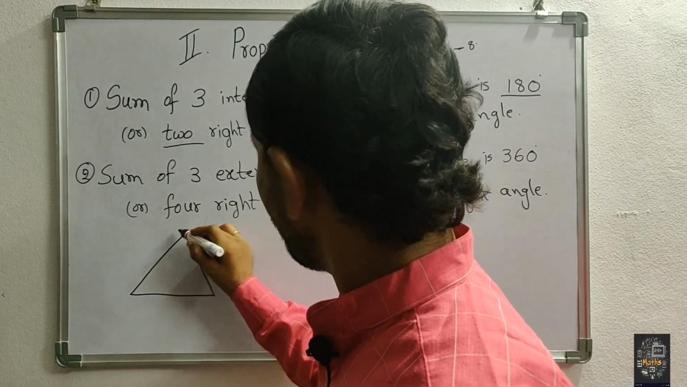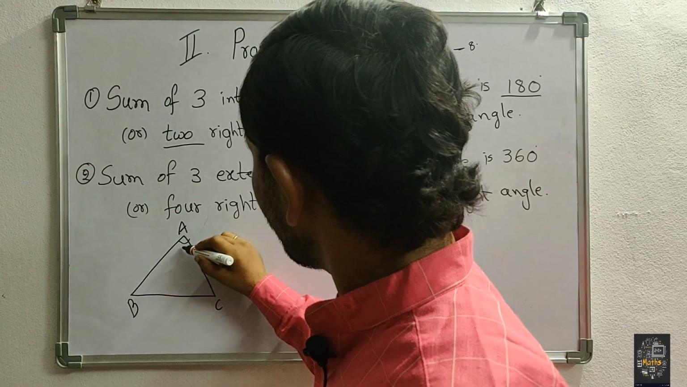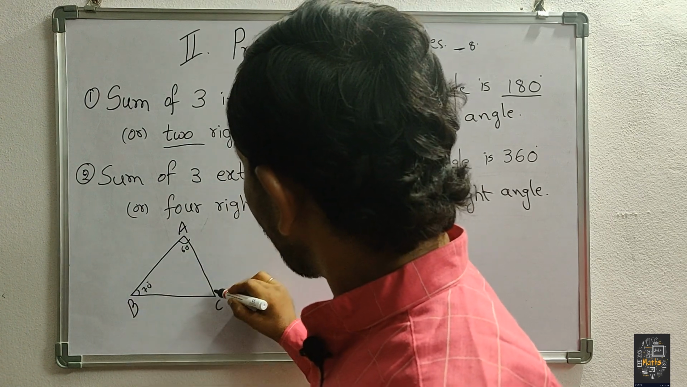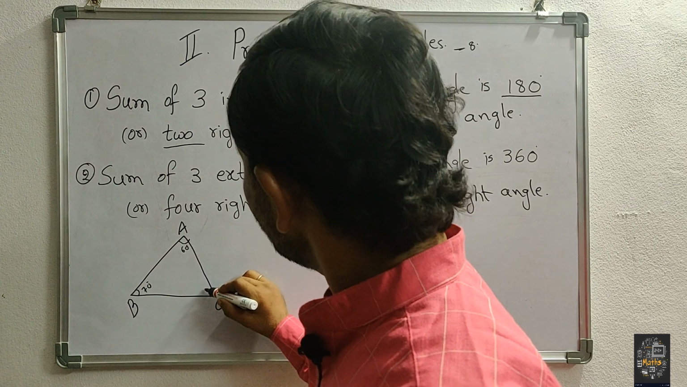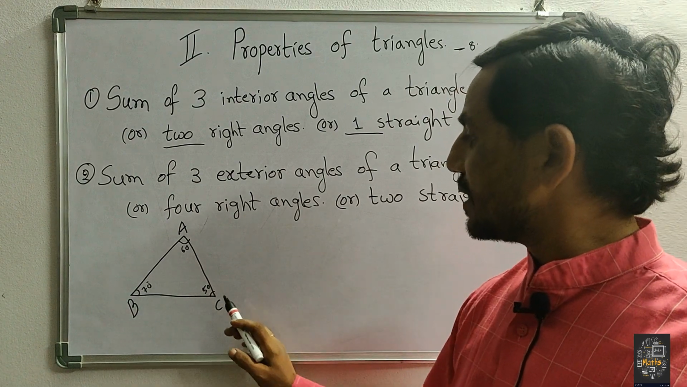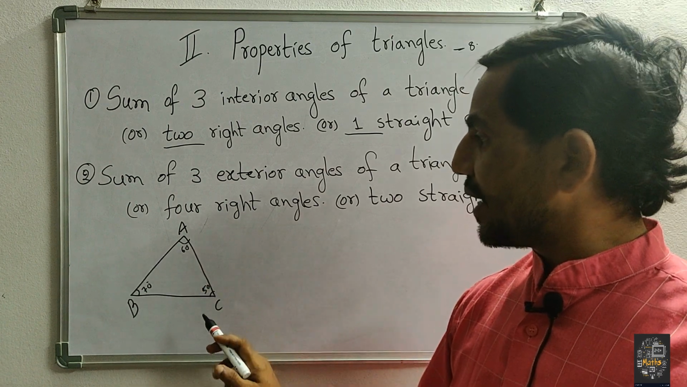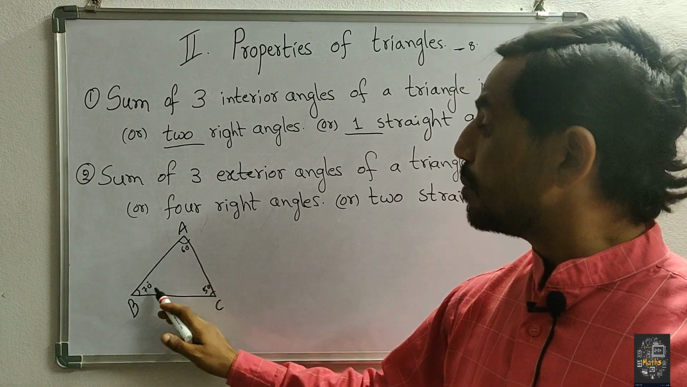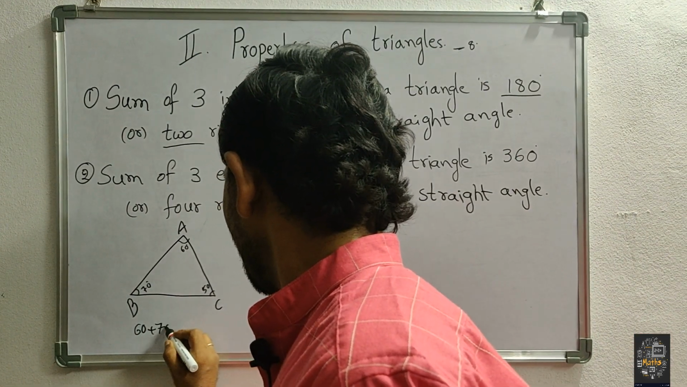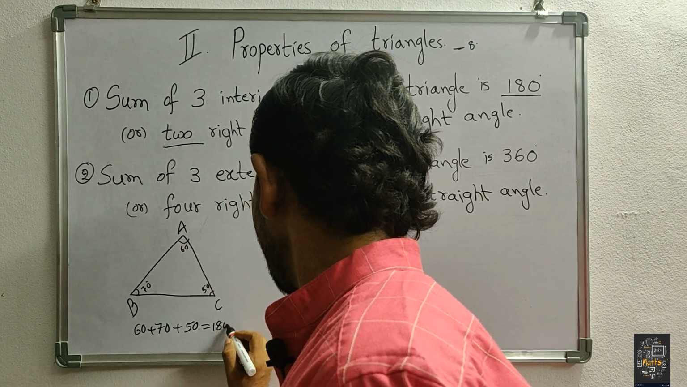This is triangle ABC. Angle A I am taking 60 degrees, angle B 70 degrees and angle C equal to 50 degrees. So sum of 3 interior angles of a triangle, 60 plus 70 plus 50, is equal to 180 degrees.